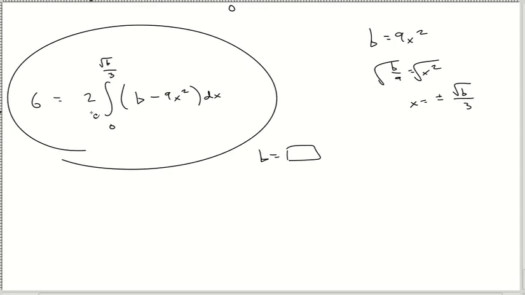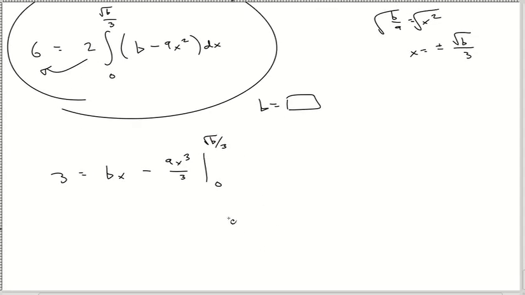I guess what you could do to start with is divide by 2 on the other side. I did not do that in my notes, but, I mean, it looks logical, I guess. I want to integrate. I guess integrating is kind of easy. So b goes to bx, and then my 9x cubed over 3. And I'm going from 0 to the square root of b over 3. Okay, cool. That's solving for b, sure. Whenever I plug in 0, notice that they're both going to cancel, just like we did last time. So that's a good thing.